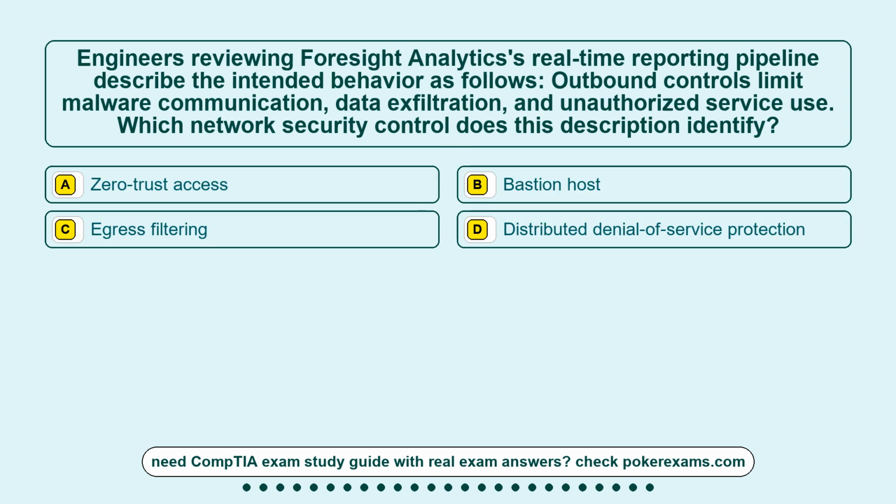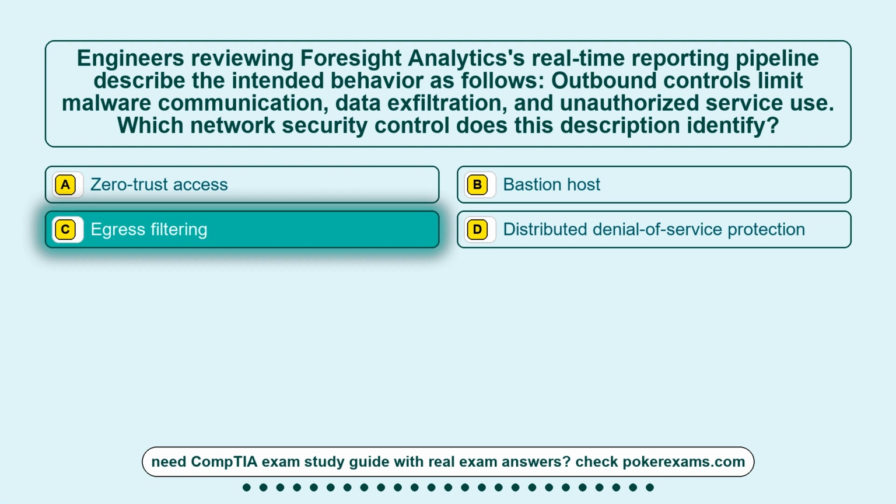Question 18. Engineers reviewing Foresight Analytics' real-time reporting pipeline describe the intended behavior as follows: outbound controls limit malware communication, data exfiltration, and unauthorized service use. Which network security control does this description identify? Option A, zero-trust access. Option B, bastion host. Option C, egress filtering. Option D, distributed denial of service protection. The correct answer is option C, egress filtering.